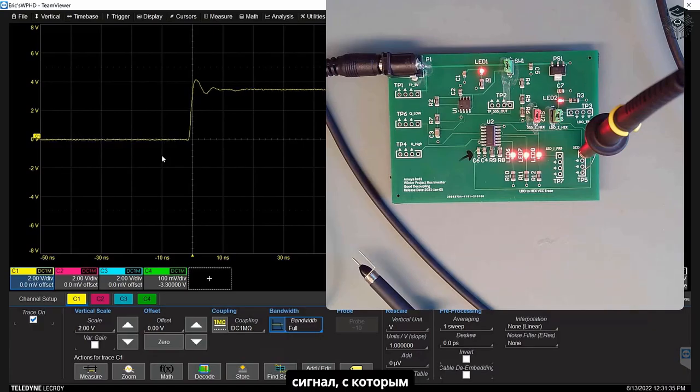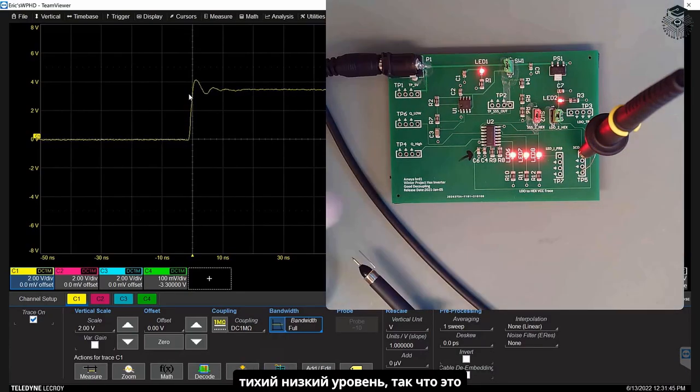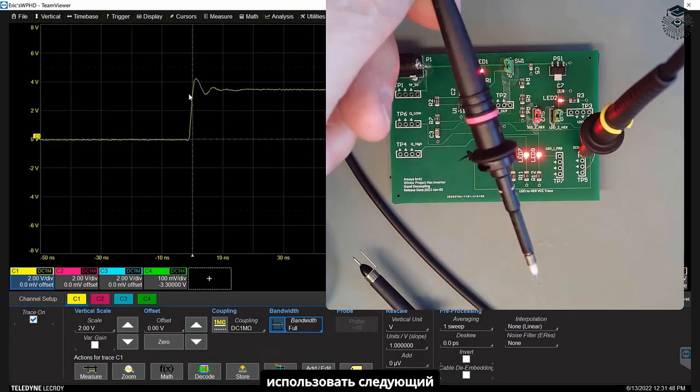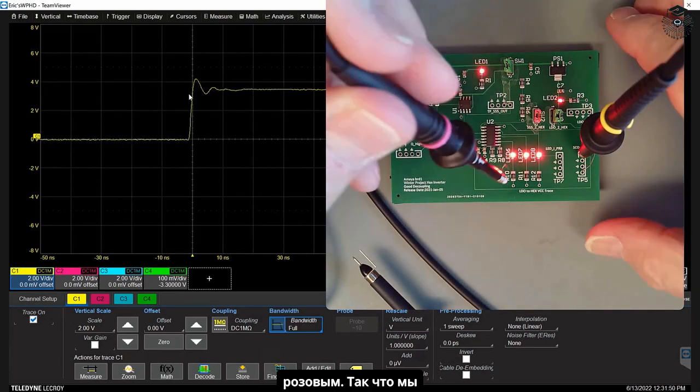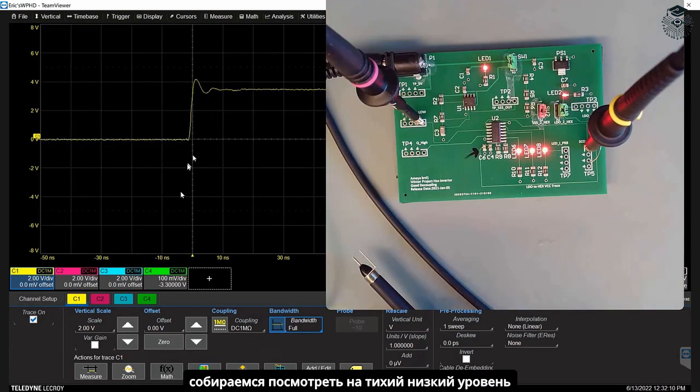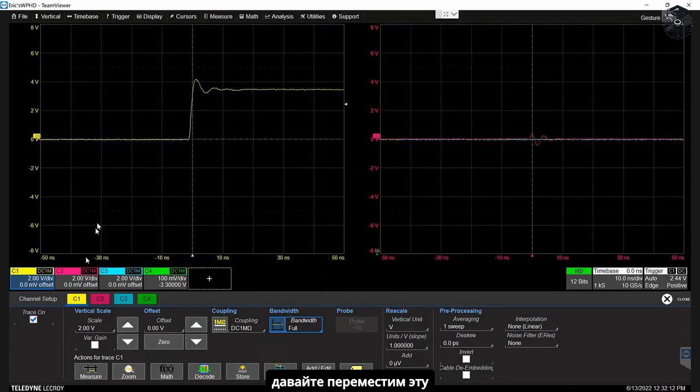There's always going to be some signal that the noise is synchronous with to distinguish what is the switching noise. Trigger the scope on one of the IOs that's switching so you can capture that edge. Next, let's take a look at the quiet low. We're going to use the next channel. That's the pink trace. So we're going to look at the quiet low.